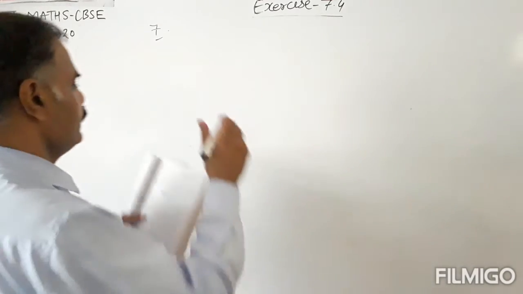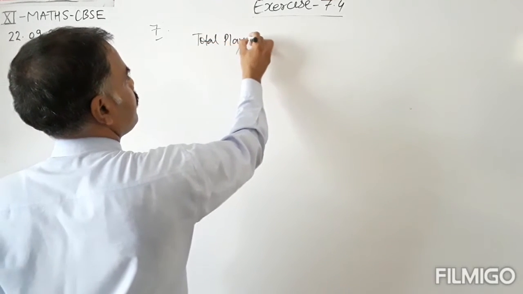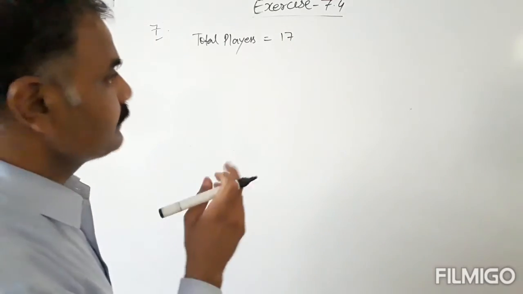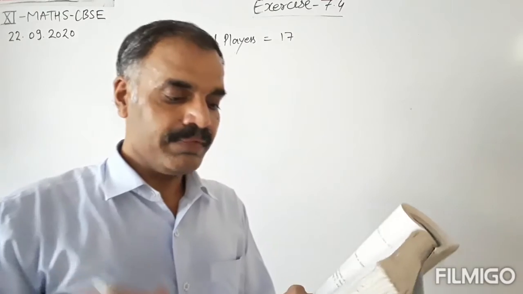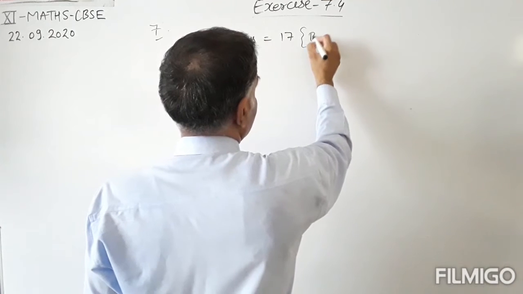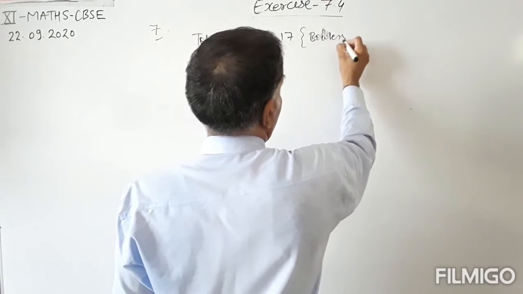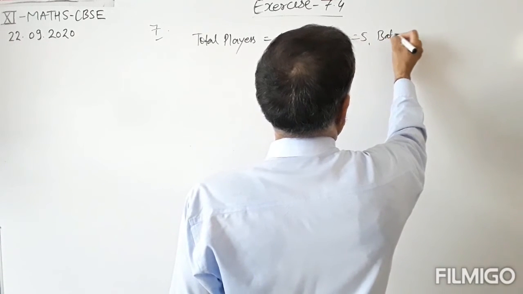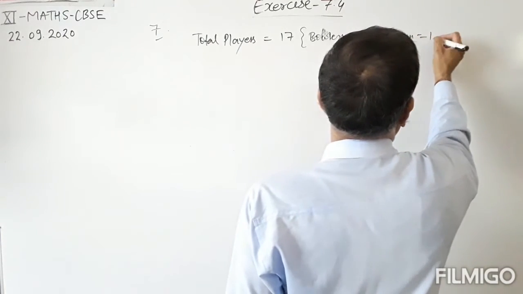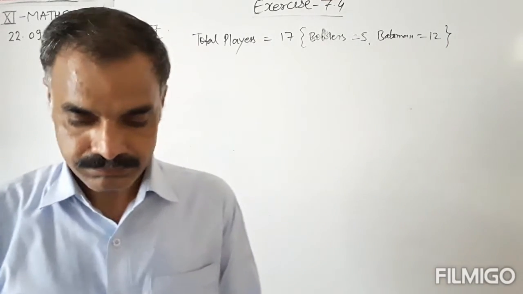Let us listen again. We have been given total players, 17, in which 5 players can bowl. Means in the total players, bowlers are 5 and the remaining players are batsmen, that is 17 minus 5, 12 batsmen. So bowlers are 5 and batsmen are 12.